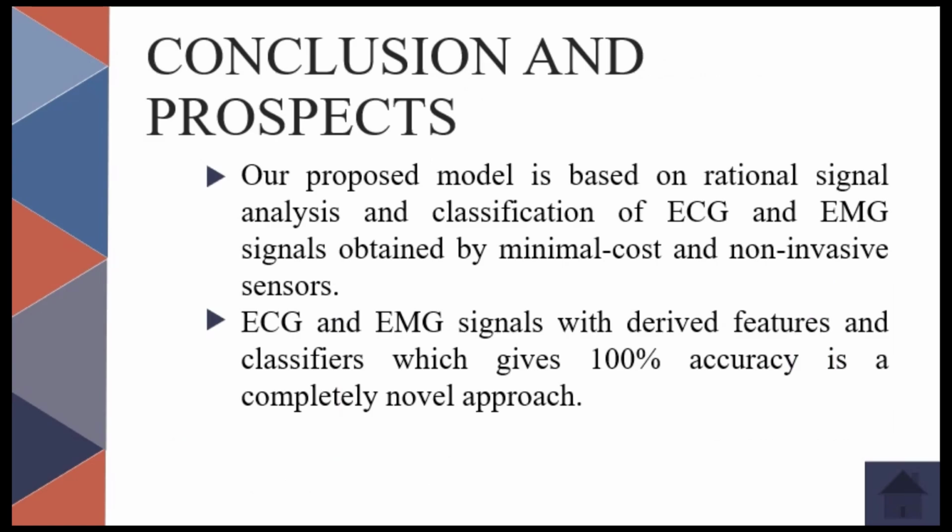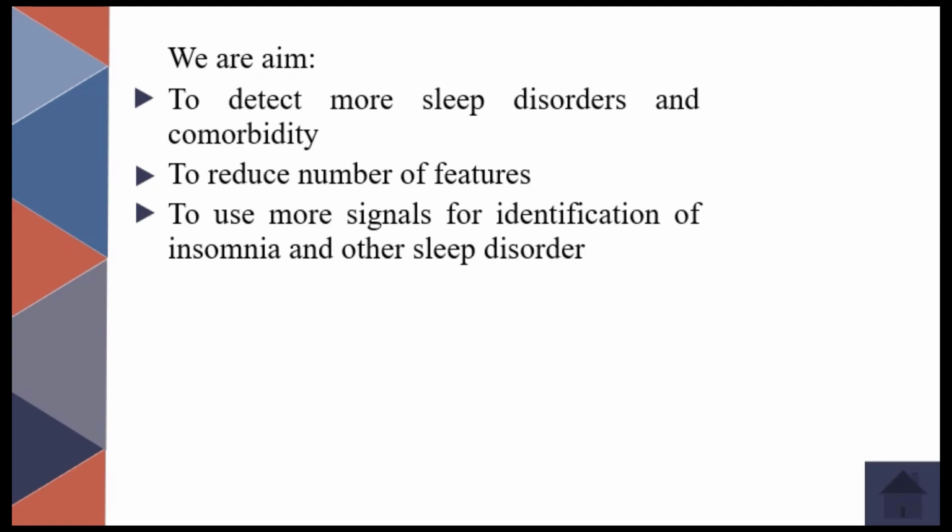So at the end, we concluded our research that our proposed model is based on rational signal analysis and classification of ECG and EMG signals obtained by minimal cost and non-invasive sensors. ECG and EMG signals with derived features and classifiers which give 100% accuracy is a completely novel approach. In future, we aim to detect more sleep disorders and comorbidity. We aim to reduce the number of features as there are many features we used, and we also aim to use more signals for identification of insomnia and other sleep disorders.